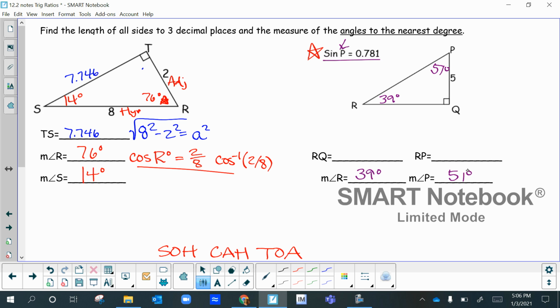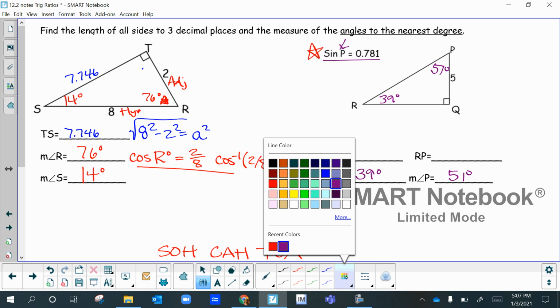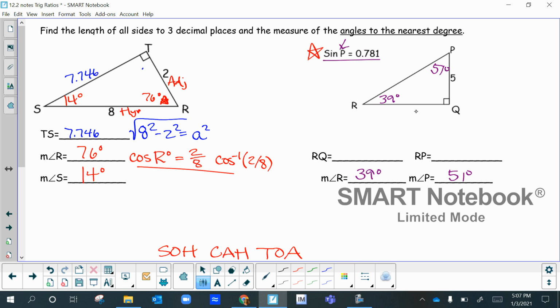Okay, so now I have to solve for the other two sides. I cannot use Pythagorean theorem on this one because I only have one side, but I now know the angles, and so now I'm going to use what I learned from the first lesson and use a trig function. So what side should we solve for first? Let's solve for RQ first. I'm going to put X just to make it one variable.